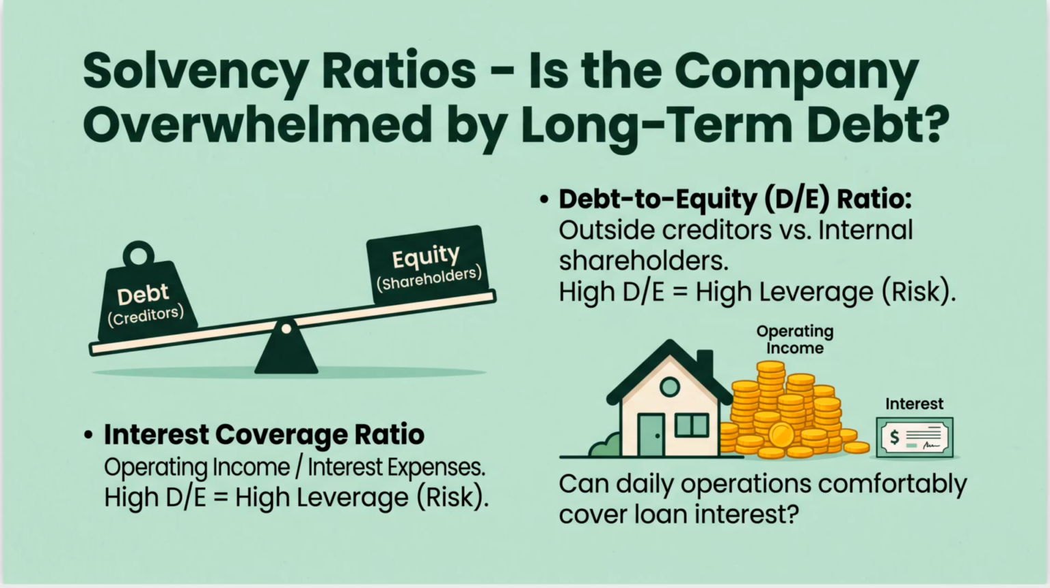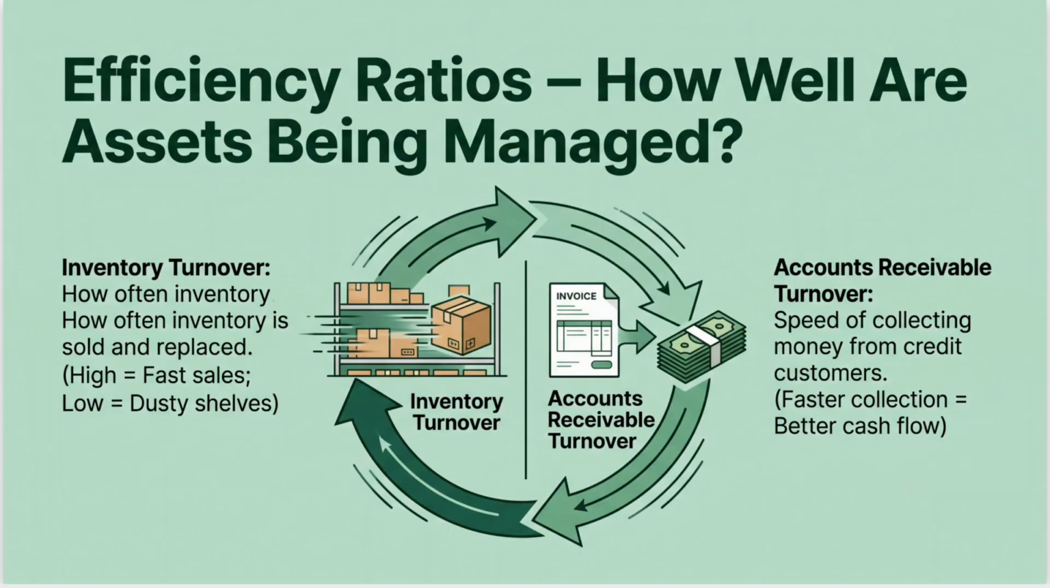Here, the debt-to-equity ratio and interest coverage ratio show how much the company relies on borrowed money and whether operating income is strong enough to handle interest payments. In other words, this slide helps us judge whether the business is comfortably financed or carrying too much leverage. The next topic is efficiency, or how well the company manages its assets.